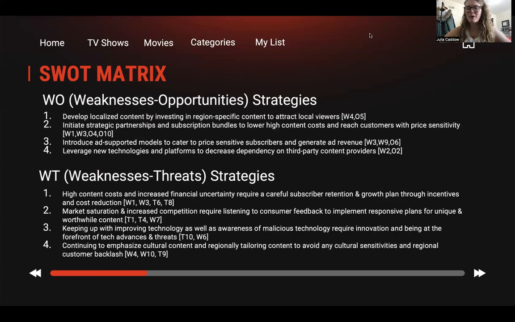Next up, we have WO strategies, which stands for weaknesses, opportunities. This is Netflix's opportunity in order to overcome a weakness to capitalize on an opportunity. And finally, we have WT strategies, which stands for weaknesses, threats. This allows Netflix to overcome a weakness in order to mitigate or eliminate a threat.